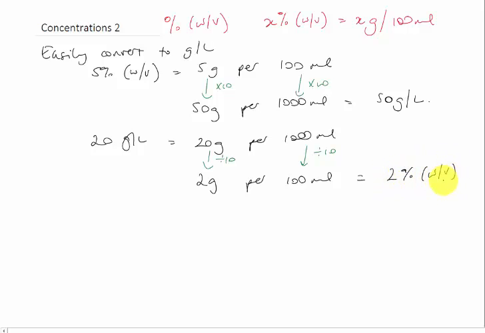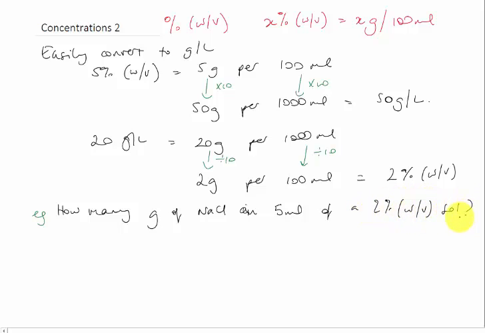weight per volume. So let's just have a quick example of a problem you might be given. How many grams, so what weight of NaCl are there in 5 mils of a 2% weight per volume solution? So what would you do here?